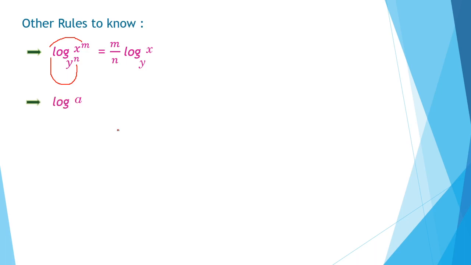Okay, continuing to the next rule. What is the next rule? Log a to the base a equals 1. Here you can observe both the base and the value are equal. If the logarithm is like this, then we can say the answer is 1. And we are moving to another rule. Logarithm of 1 to the base a. Base a is any value greater than 1. We can take 2, 3, 4, 7, 10, 100.